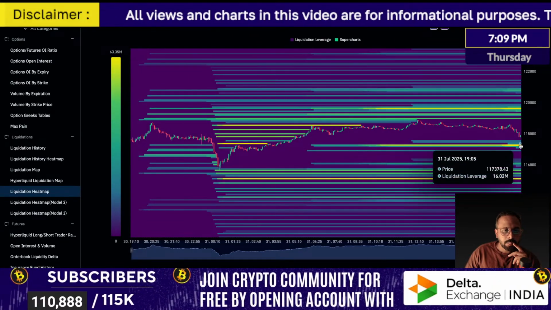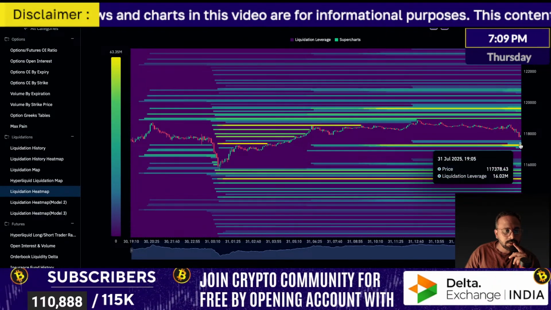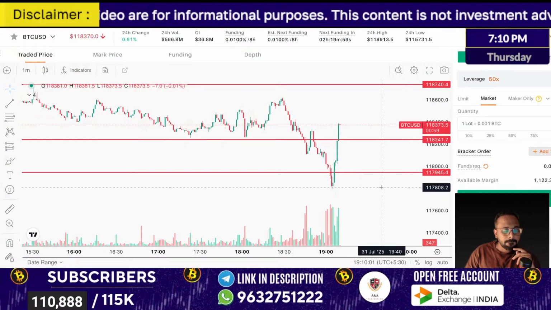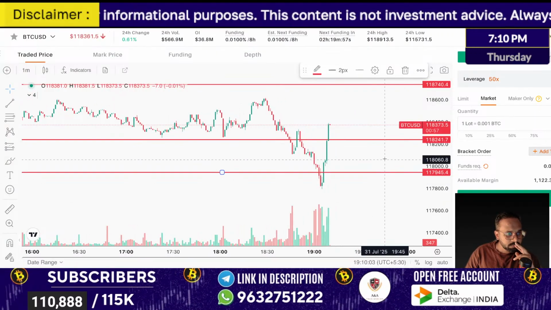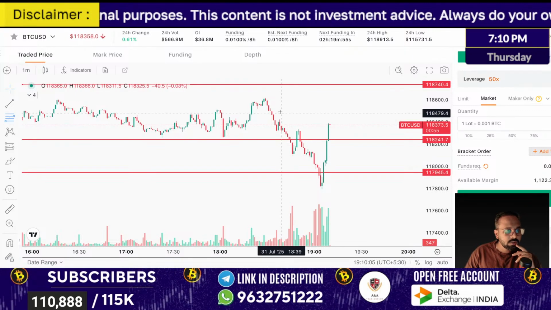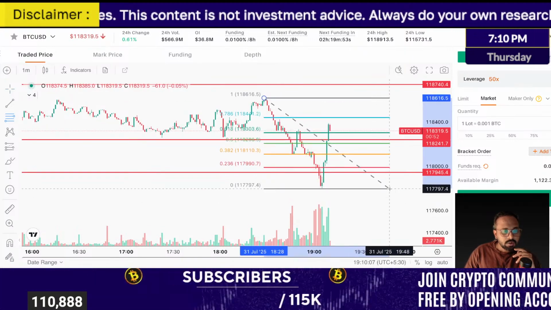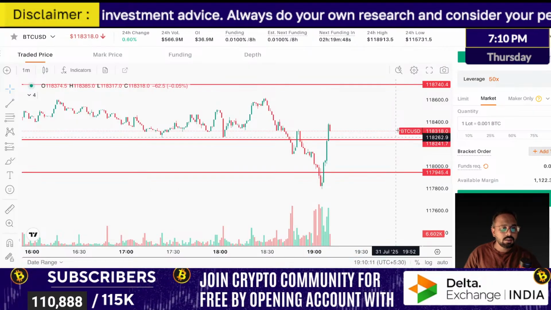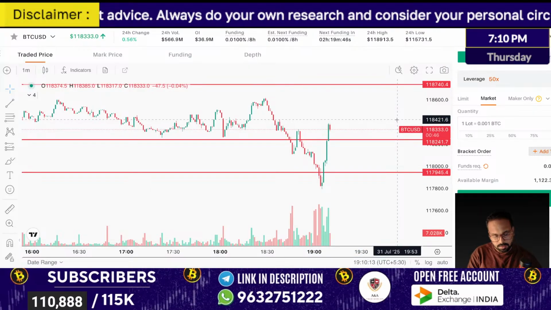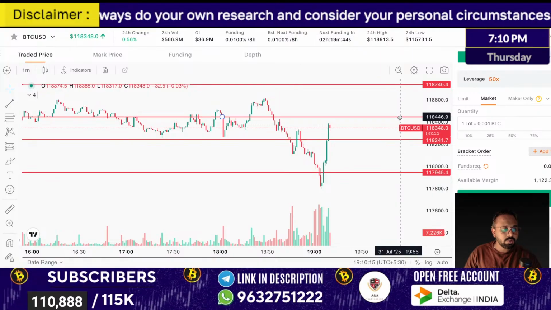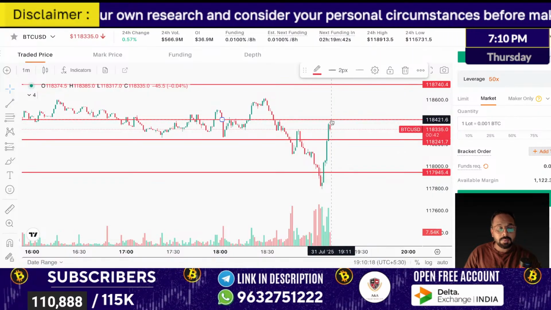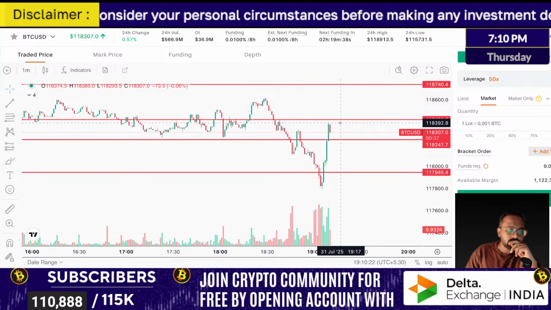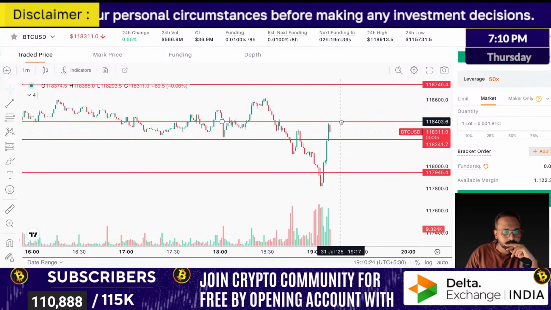1,17,800, 17,300. Now market is correcting near this zone. Let it correct, but later, let's say it shows continuation. I mean, after correcting here, it shows continuation, then maybe we can focus on the bullish side.